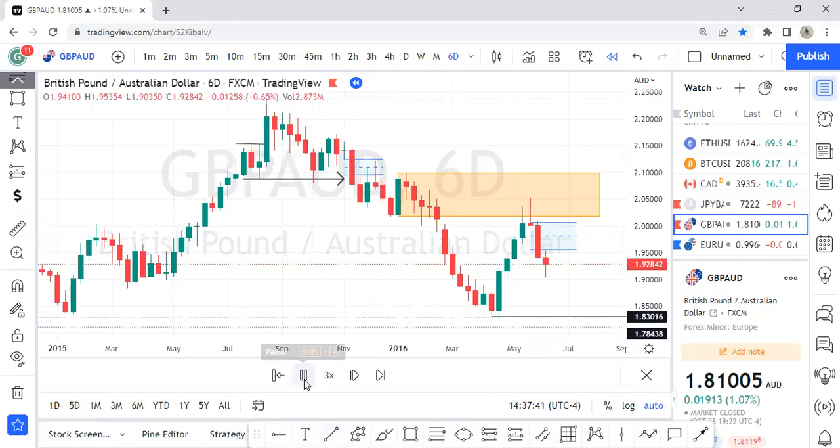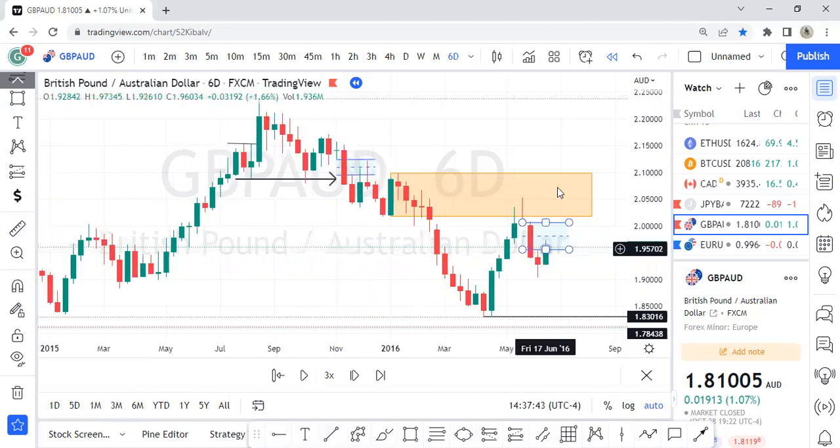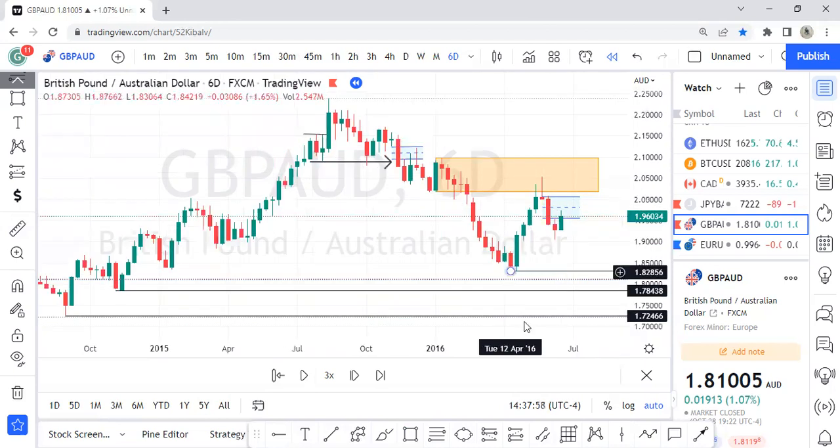Can you see how this is panning out? The market came for that imbalance, right? The market is drawn towards imbalances and liquidity pools. So when the market broke lower, it came for this imbalance first. You see the sell aggression to the downside. So the market went for that imbalance first.